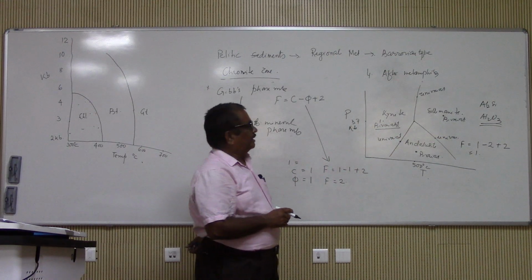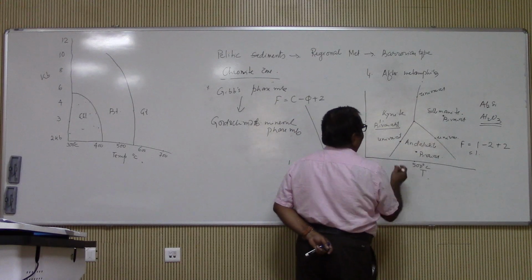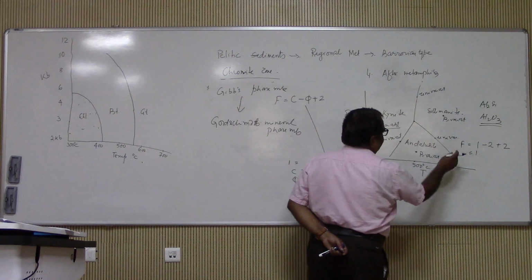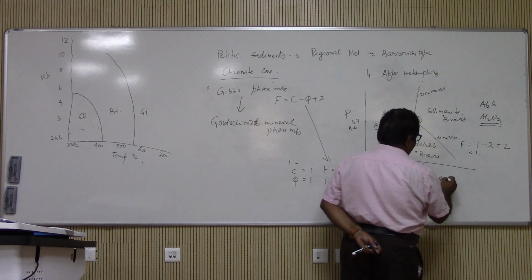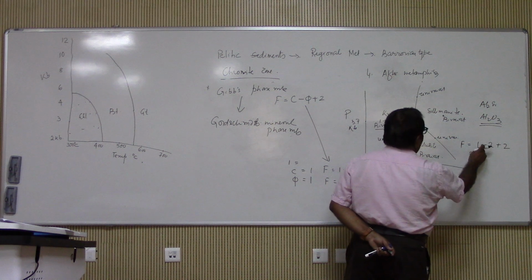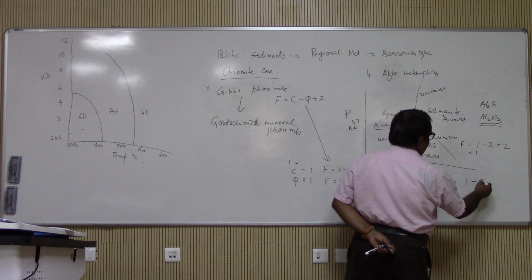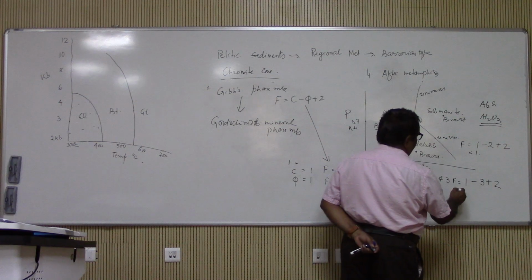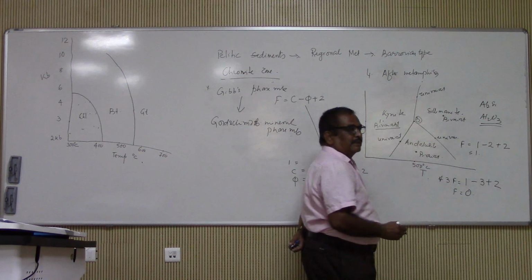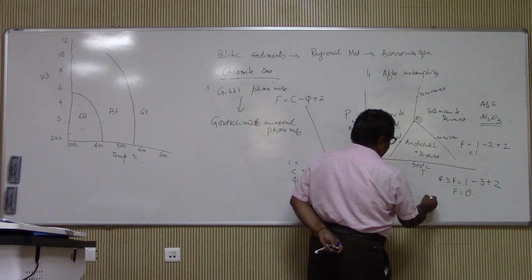Univariant point. Now how about these triple junctions? Here, where I will change. So point number 3. How many components is 1? Phase is 3 plus 2. So F is equal to 0. So here there is no degree of freedom, or invariant point.